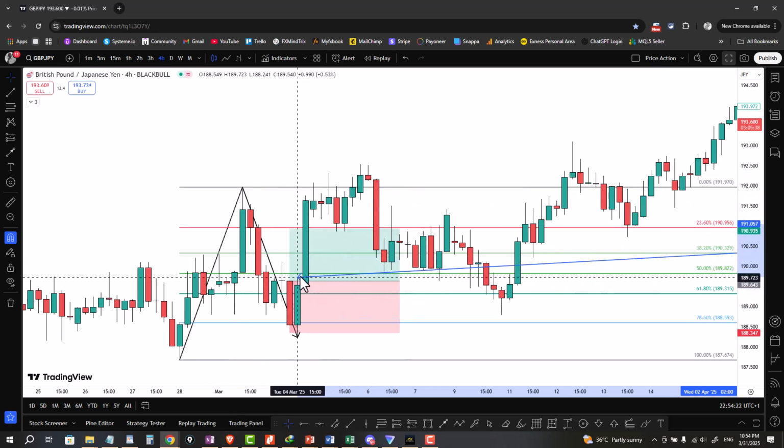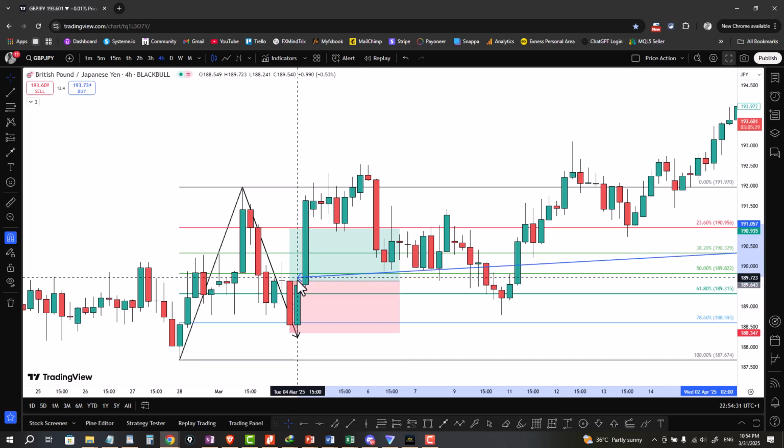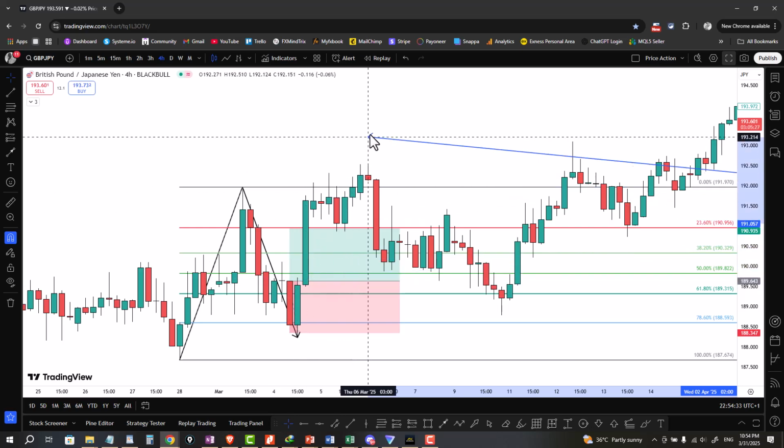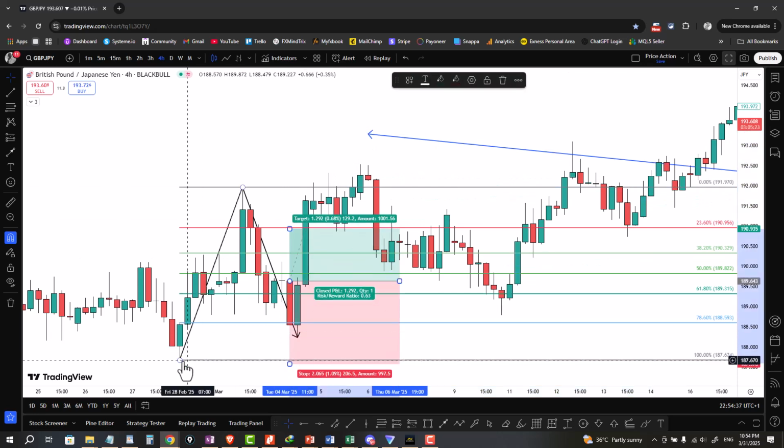So for you to take this trade setup, you place your buy stop pending order at the high of this particular bearish engulfing candlestick, because if price is able to break above this, it's showing us that it looks like price is going to continue, and your stop loss will be placed below this low.